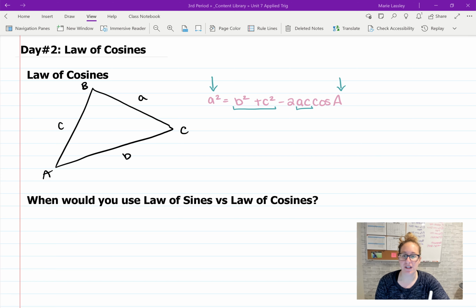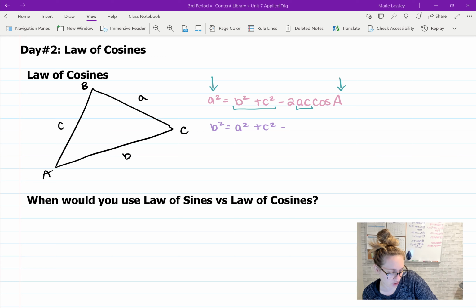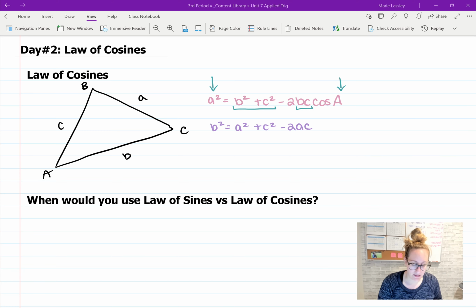So if, say, we wanted to do side B by itself, we would have b squared equals a squared plus c squared minus 2ac. This is wrong. I did this wrong. It's late. Cut me some slack. This should be a b. I was just doing my alphabet.